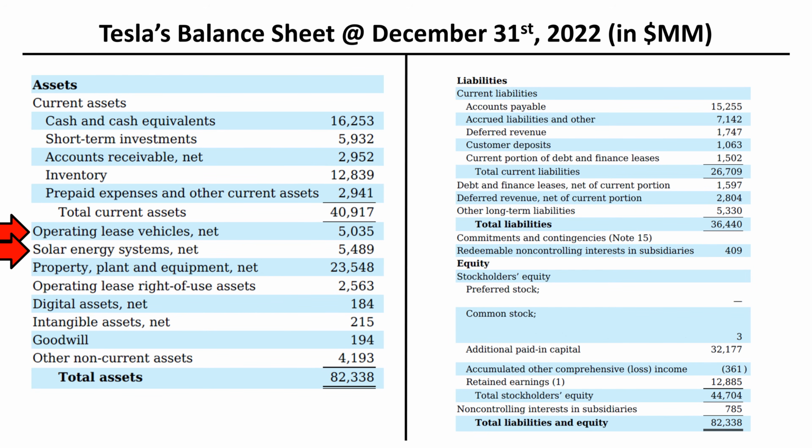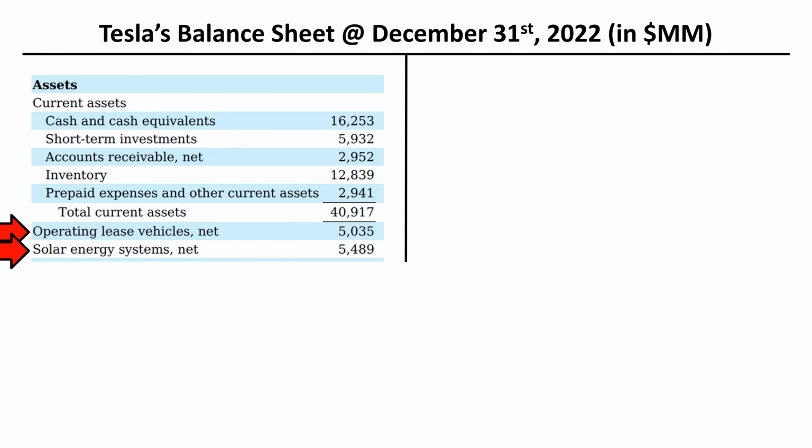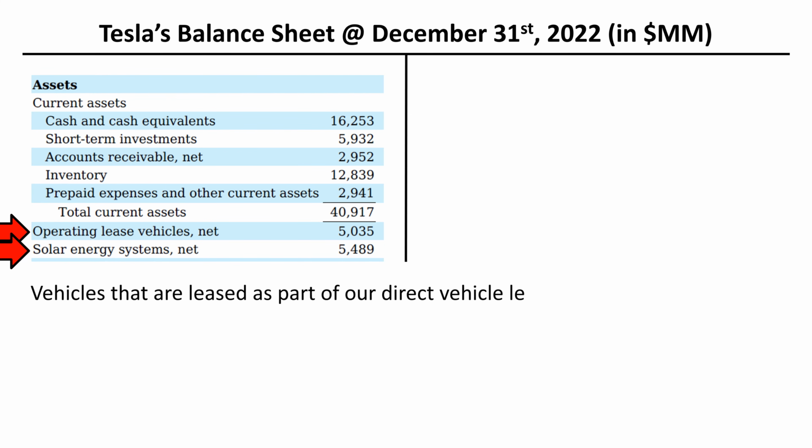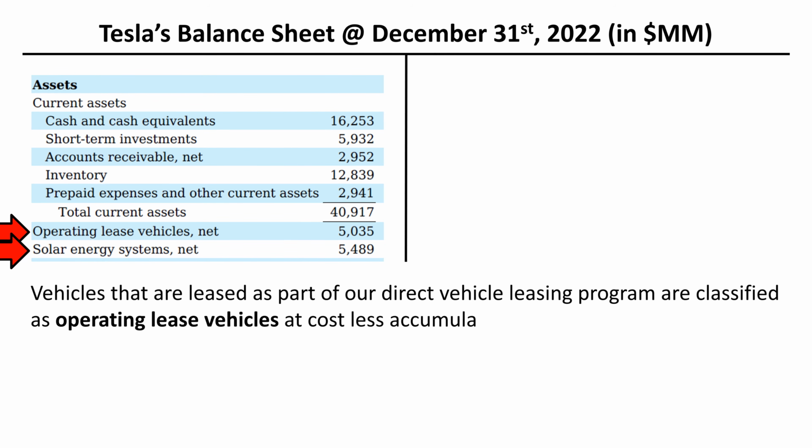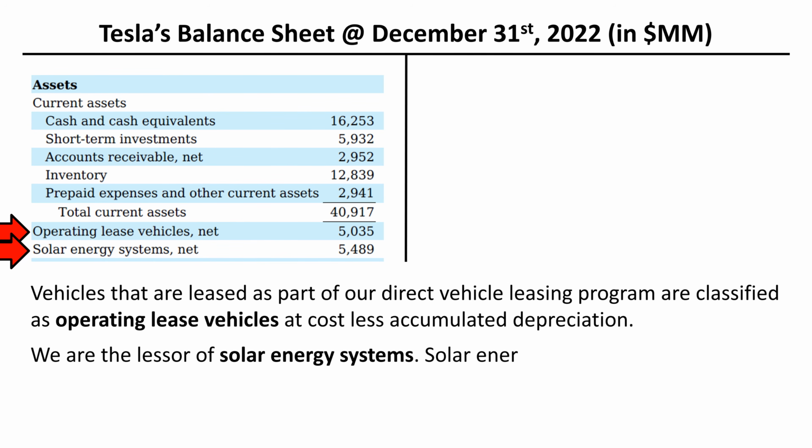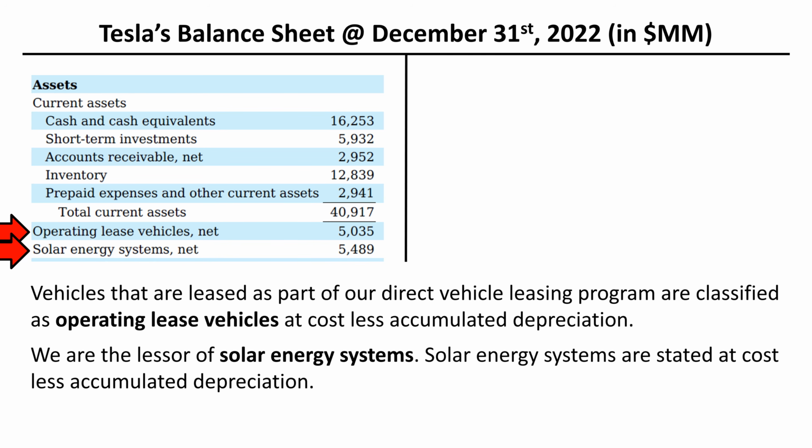In non-current assets, the first two line items are operating lease vehicles and solar energy systems. Yes, Tesla is more than just a car company. Vehicles that are leased as part of the direct vehicle leasing program are classified as operating lease vehicles. Tesla is also the lessor of solar energy systems. On the balance sheet, both the lease vehicles as well as the solar energy system leases are recorded at net book value. The cost to produce them minus what has already been depreciated due to their usage.